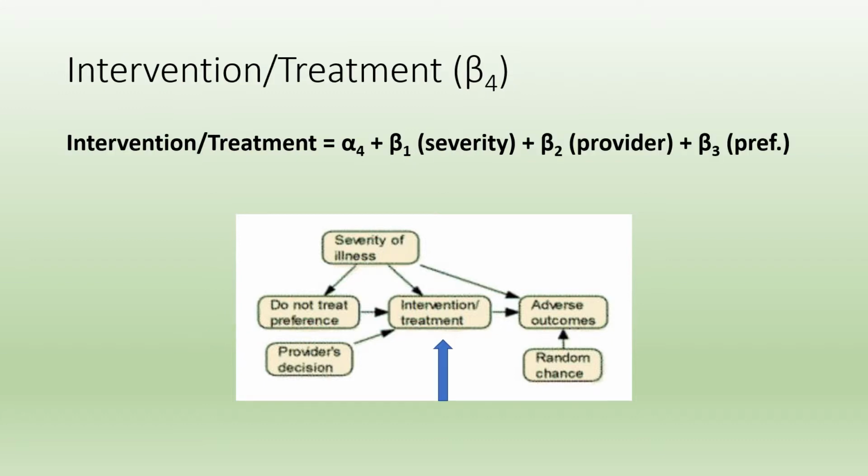Next we have intervention slash treatment, which I've labeled beta sub 4. If we look at our network again, we can see that intervention treatment has 3 parents in this network, which are severity of illness, do not treat preference, and provider's decision. These 3 parents will be incorporated into the regression equation for intervention treatment, which I've put right at the top there, and it reads intervention treatment equals the intercept for intervention treatment plus beta sub 1 plus beta sub 2 plus beta sub 3.